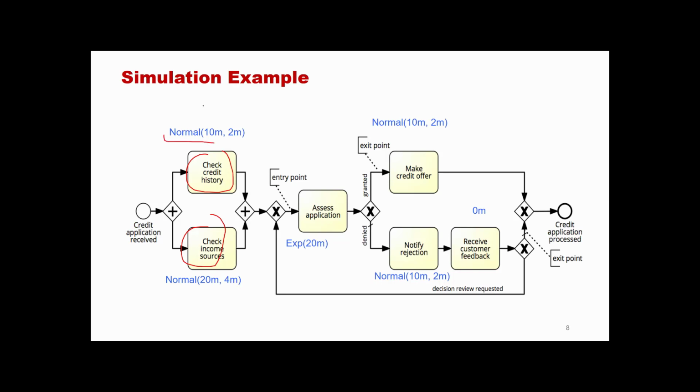Let me imagine I take the data points and I find that the mean is 10 minutes and the standard deviation is 2 minutes. And same thing, check income sources. I take the data, I check for normality. Yes, it follows a normal distribution with a mean of 20 minutes of processing time and a standard deviation of 4 minutes. Assess application. This is something that requires some diagnosis, some assessment, some decision making.